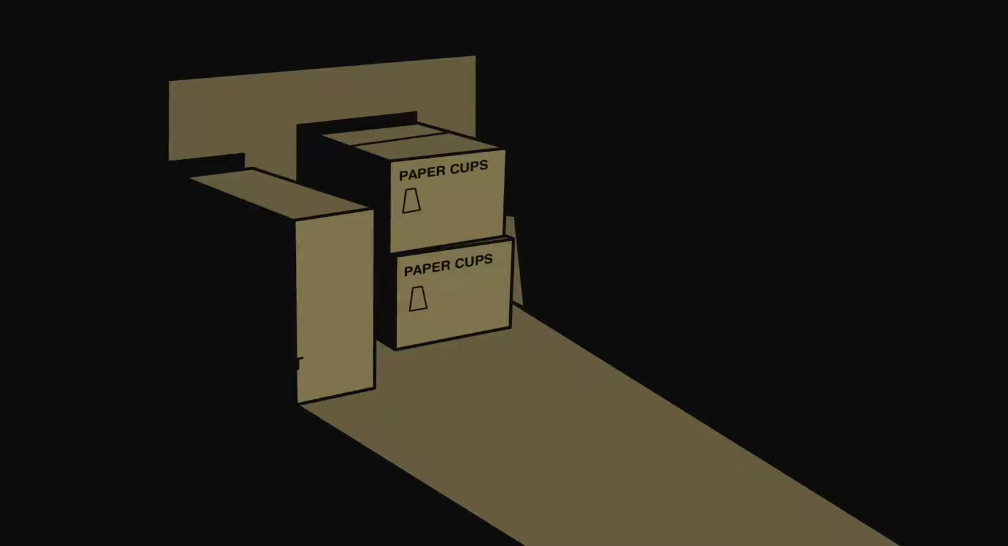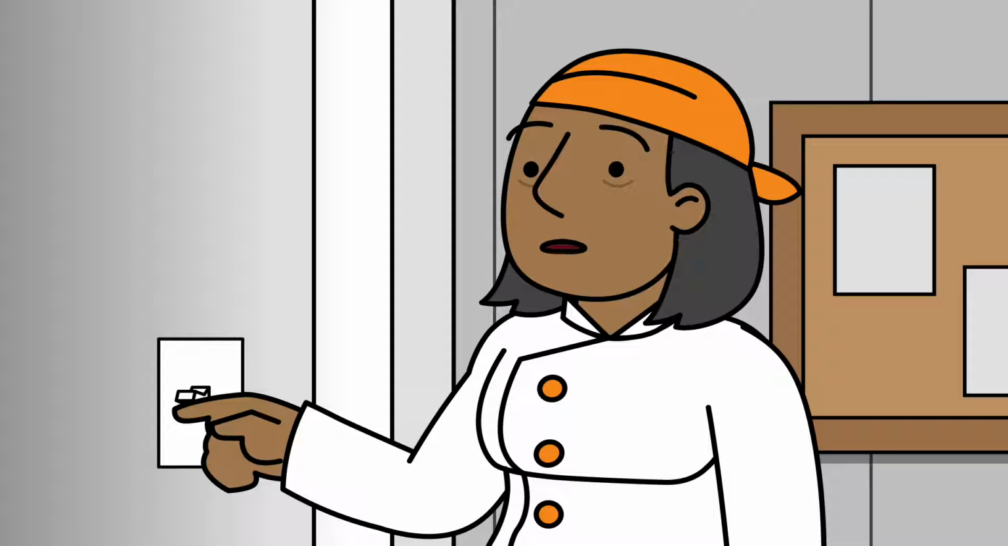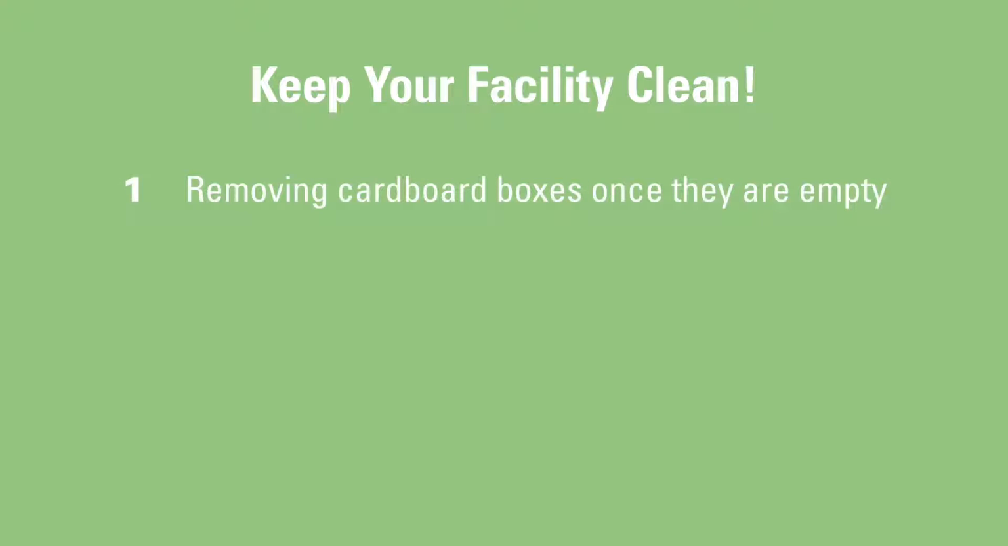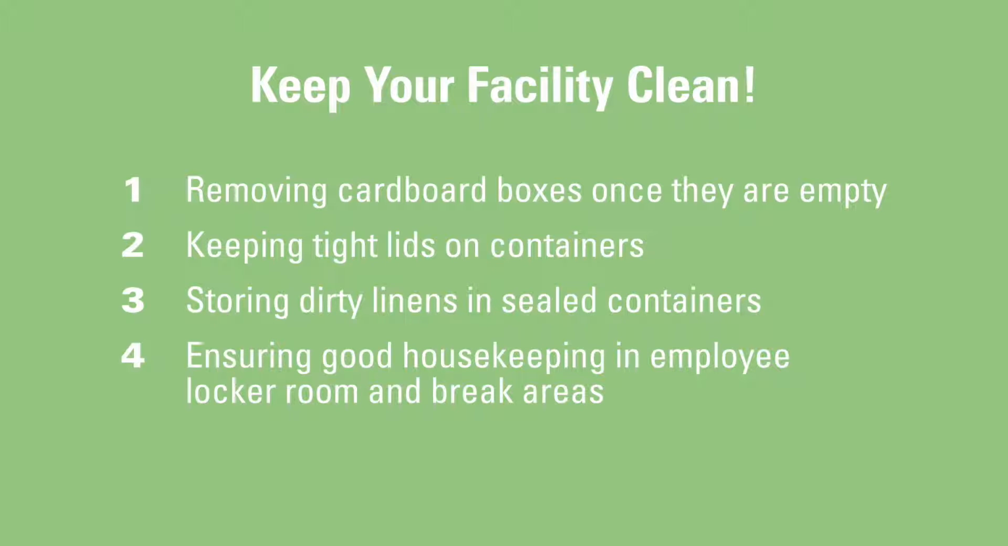Pests, just like human beings, need water and food to survive. They prefer dimly lit, moist, warm areas to live and breathe. They don't like well-lit, dry areas with scarce food. The best way to avoid pest problems is to ensure a clean facility and a well-kept refuse and waste disposal system. You can ensure this by removing cardboard boxes once they're emptied, keeping tight lids on containers, storing dirty linen in sealed containers, and ensuring good housekeeping in employee locker and break areas.